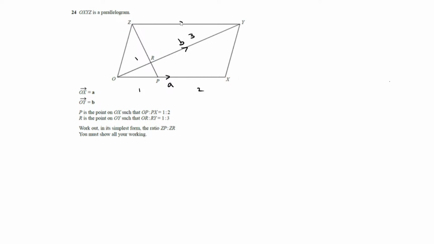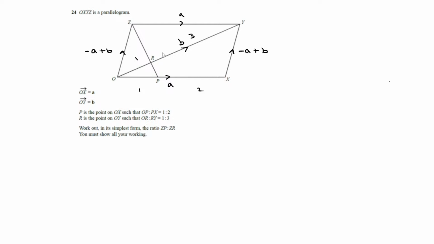So technically this one up here is A. This one over here we could work out, X to Y, because if you went backwards, that's minus A to O, and then up here plus B. So that one would be minus A plus B. But because it's a parallelogram specifically, that one would be the same.